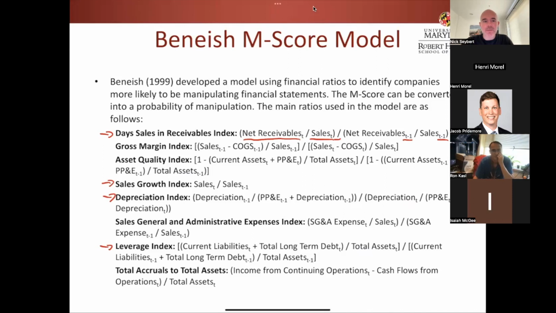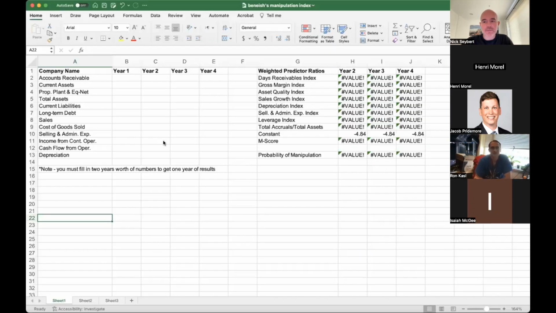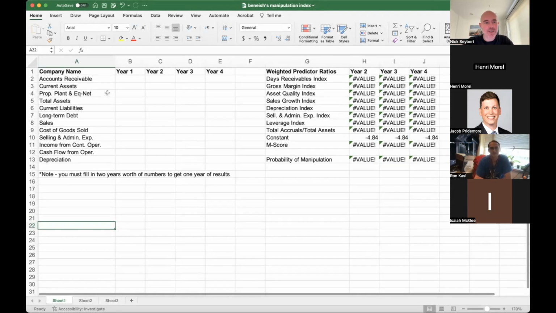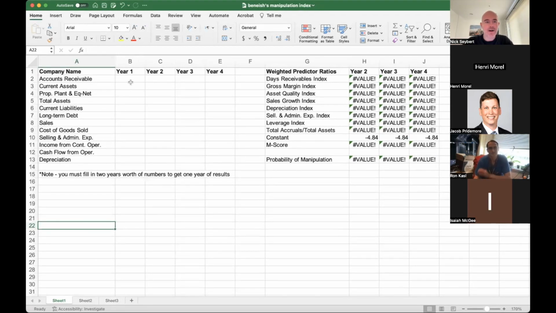Let me switch my screen share here. Ron shared a website in the chat that supposedly does this for you. I haven't checked it out, but I'm assuming that works. But there's also this spreadsheet that I've shared in the Google Drive. This is the blank version. You can probably modify some of this on your own. You can have up to 4 years of data, and you have to go to your company's financial statements and find these numbers.